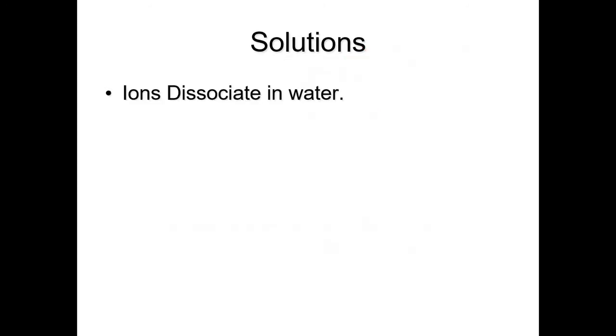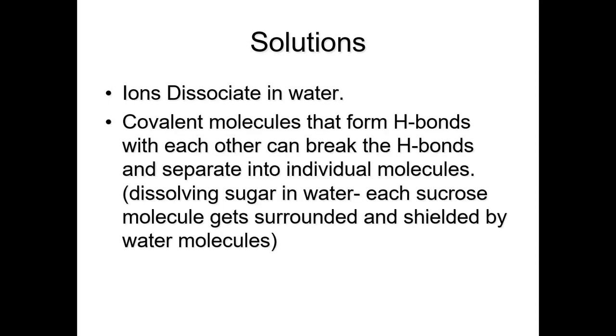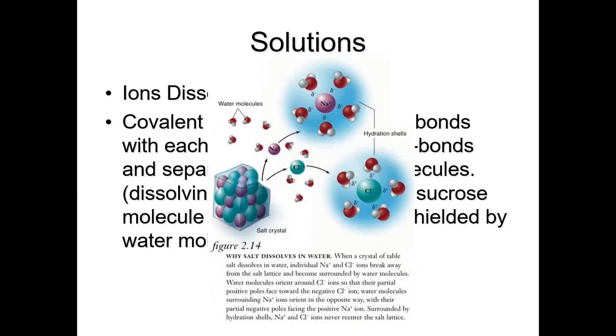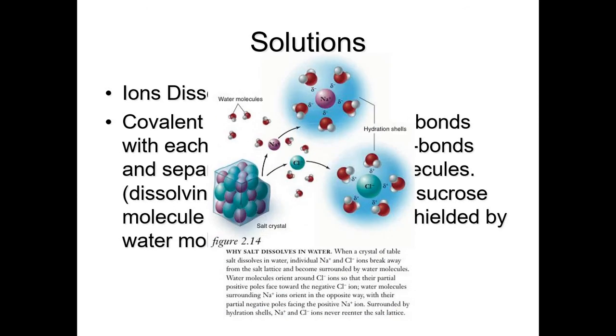Now, in solutions, ions dissociate in water. So covalent molecules that form H bonds with each other can break the H bonds and separate into individual molecules. That's the same as sodium chloride dissolved in water, or you can have sucrose, table sugar, dissolved in water. For example, sodium chloride, when dissolved in water, ionizes into sodium ion and chloride ion. So the sodium and the chlorine separate.